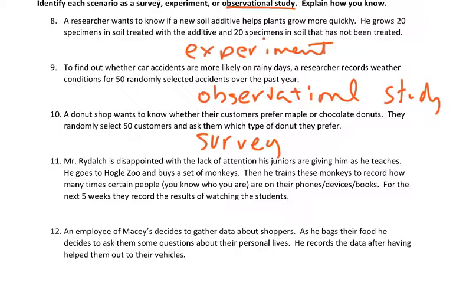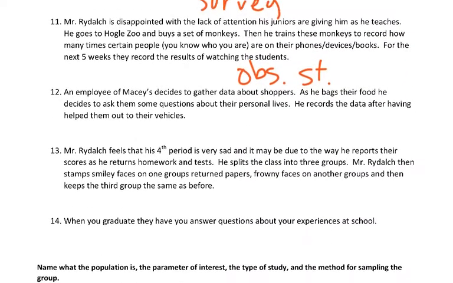So 11. Mr. Rydalch is disappointed with the lack of attention his juniors are giving him as he teaches. He goes to Hogle Zoo and buys a set of monkeys. Then he trains these monkeys to record how many times certain people are on their phones or devices or reading books. For the next 5 weeks, they record the results of watching the students. Okay, so again, they're watching, observing, so it's an observational study. And I'll abbreviate that.